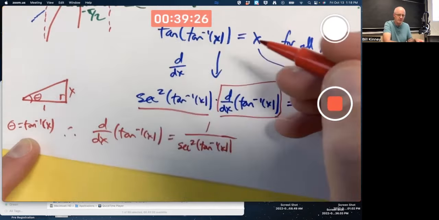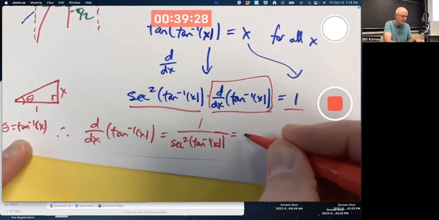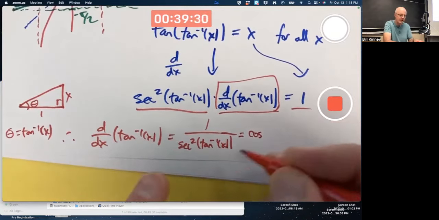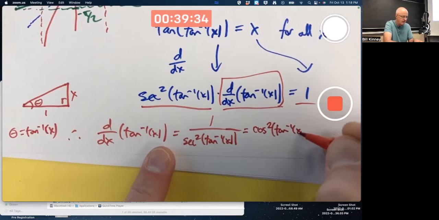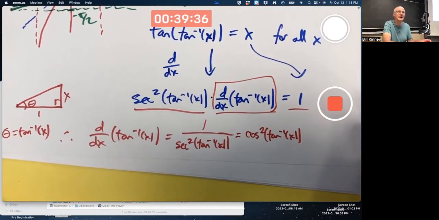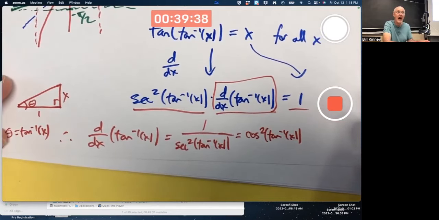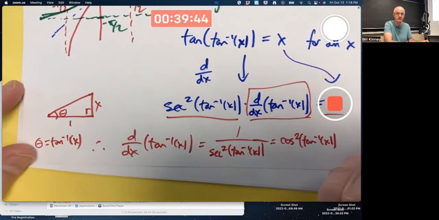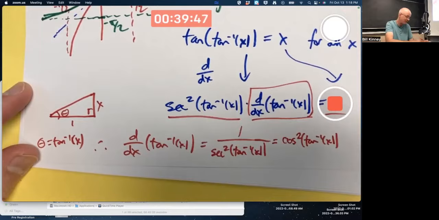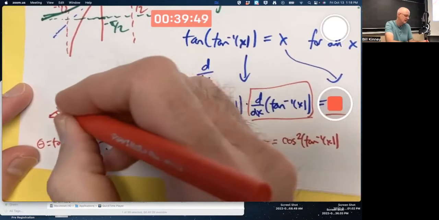And what am I trying to do here? I'm trying to take the secant squared of that angle, which is the same as 1 over the cosine squared of the angle. And cosine is adjacent over hypotenuse. So CAH, C-A-H. Adjacent over hypotenuse. Oh, I got to figure out the hypotenuse. Use the Pythagorean theorem. It's a right triangle.